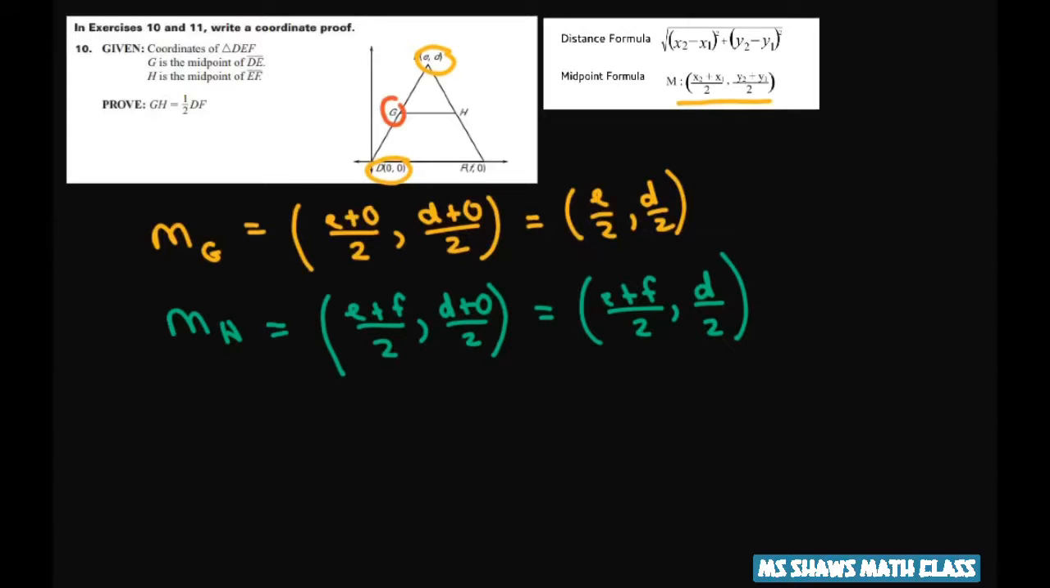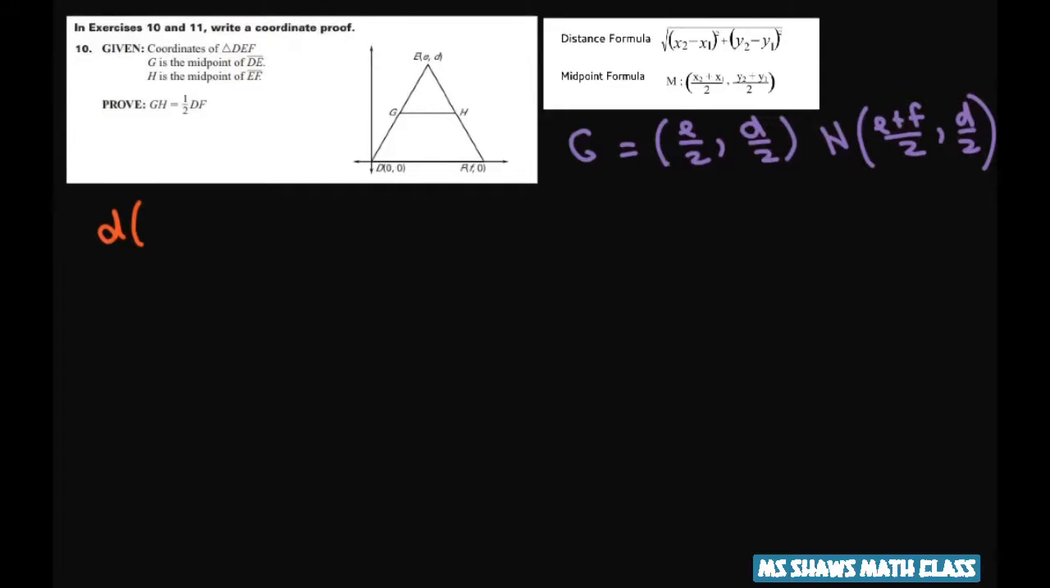Now what I'm going to do is use the distance formula to find the distance between these two lines and see if they're half of each other using my midpoints here. So I'm going to write my midpoints again. G midpoint was E divided by 2 and D divided by 2, and H was E plus F divided by 2 and D divided by 2. All right. We're going to use the distance now of GH.